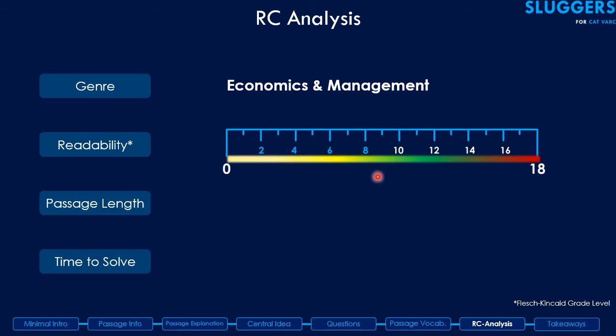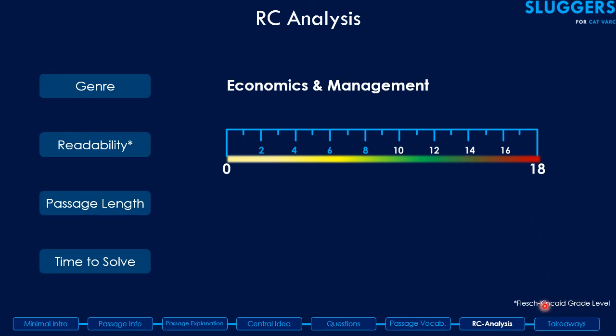Next parameter, readability. Now for the readability, to gauge the readability of the passage, we are using something called the Flesch Kincaid grade level scale, which rates a passage on a scale of 0 to 18. Any kind of content that you put into this algorithm gives you a particular readability score for that content, right? This is something that is very easily available online, and you can yourself Google this and figure out the readability of any content that you want.